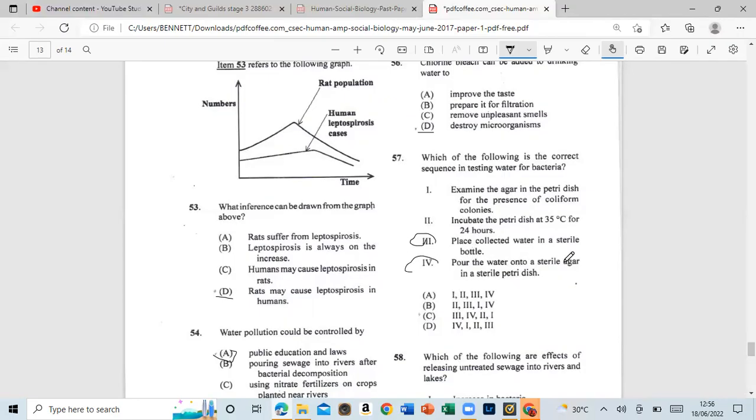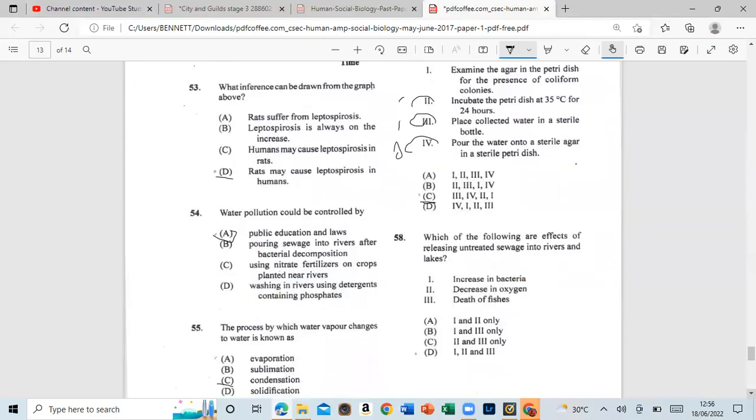Then 4, pour the water into the sterile agar. And then 2, incubate the petri dish at 35. And then the last one, we check. So it goes 3, 4, 2, 1. So that is C. Let's move on to 58.